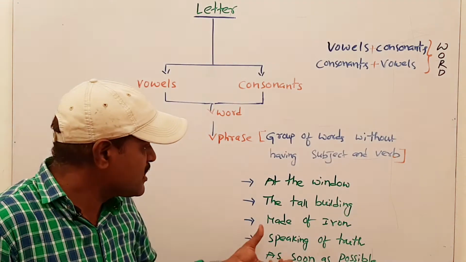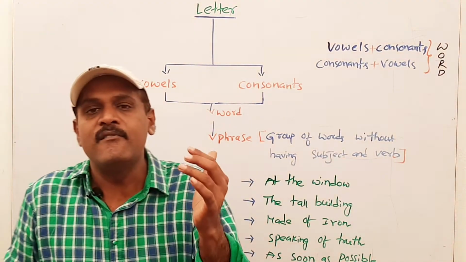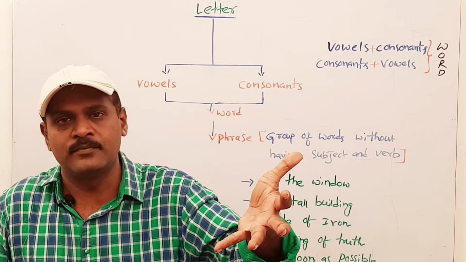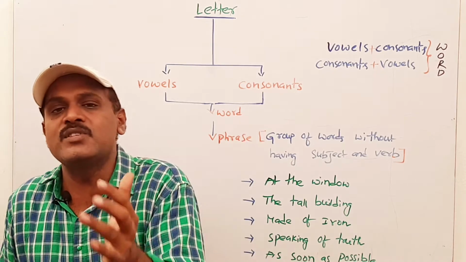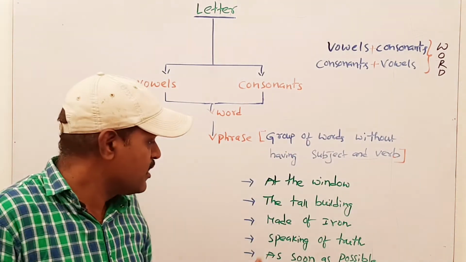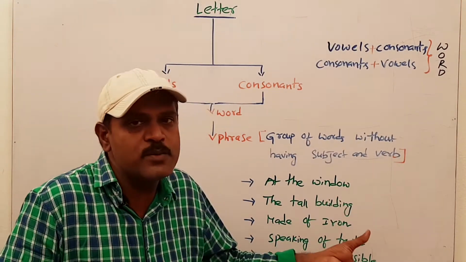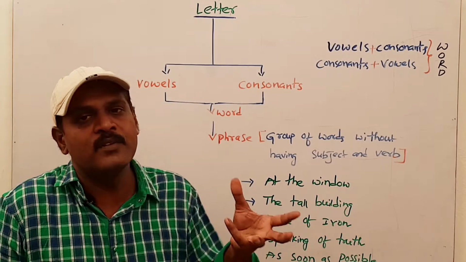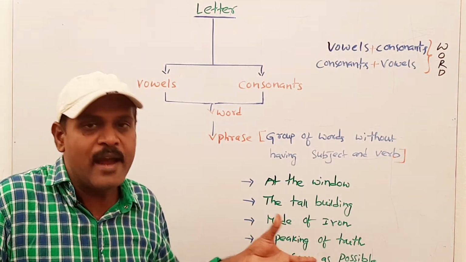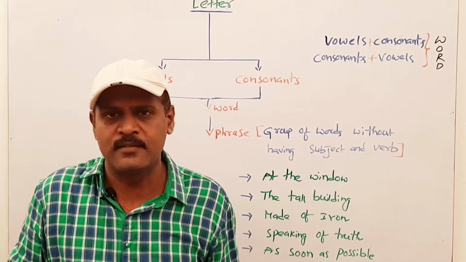Next one is "speaking of truth." Speaking is a verb plus ing form. Here speaking is a gerund. A gerund can be used as either subject or object in a sentence. So it is a gerund phrase. The next one is "as soon as possible." Soon here is an adverb, so it has an adverb and also it is a phrase. That's why it is called an adverbial phrase.